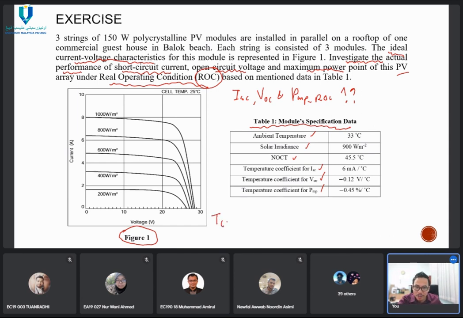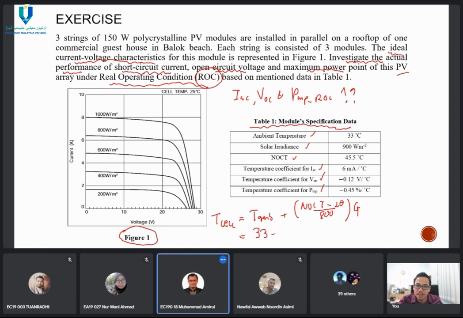So first of all, we are looking for the T cell. What is that? T ambient plus NOCT minus 20 over 800 times G, the irradiance. Then T ambient is 33, sir. 33 plus 45.5 minus 20 over 800, and the G is 900. How much do you get?